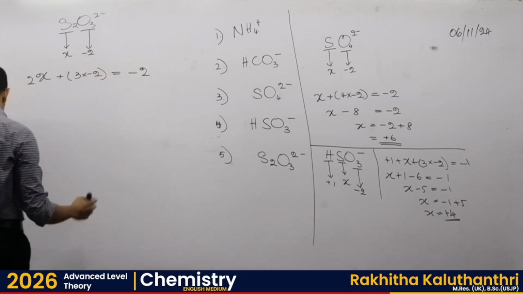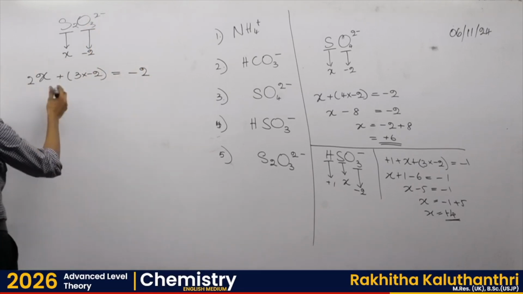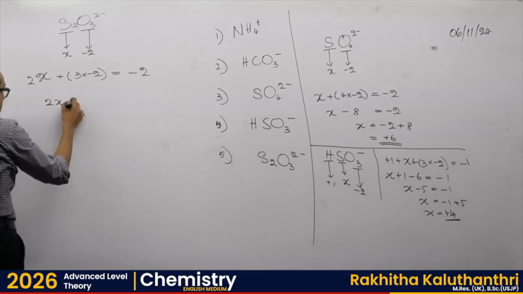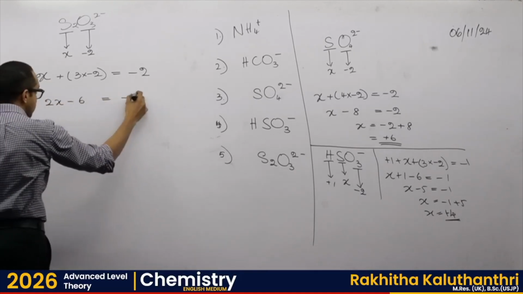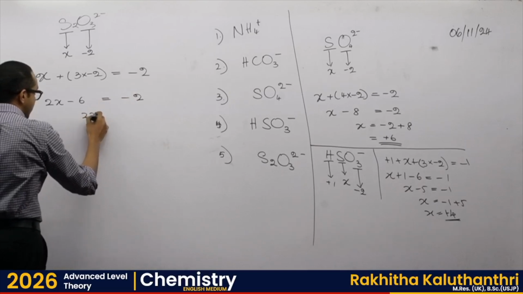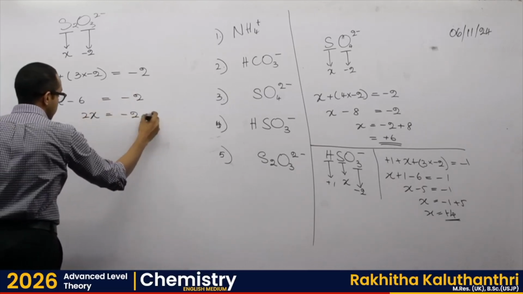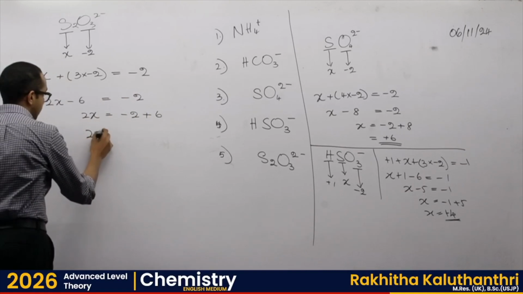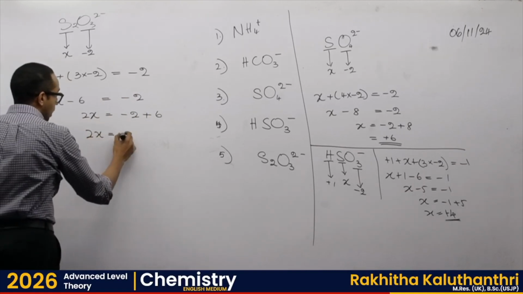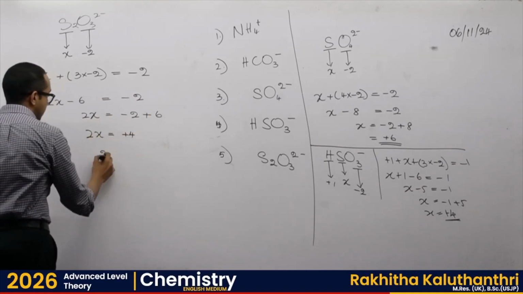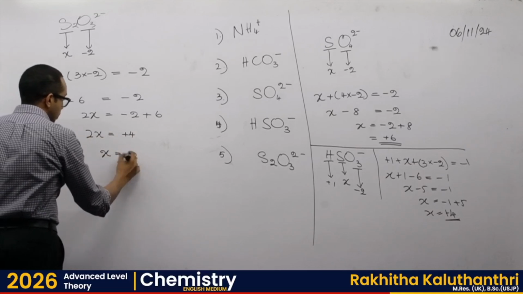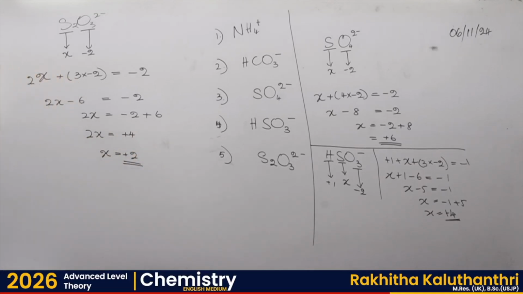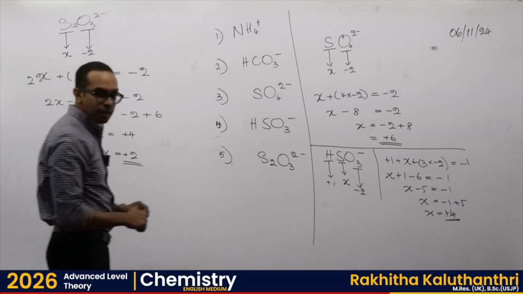Pay attention. At that point, this becomes 2X minus 6 equals -2. 2X equals -2 plus 6. So basically 2X is equal to plus 4. That means X is equal to plus 2. Right? But is this correct?